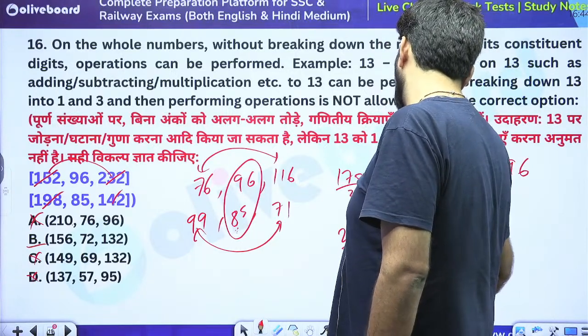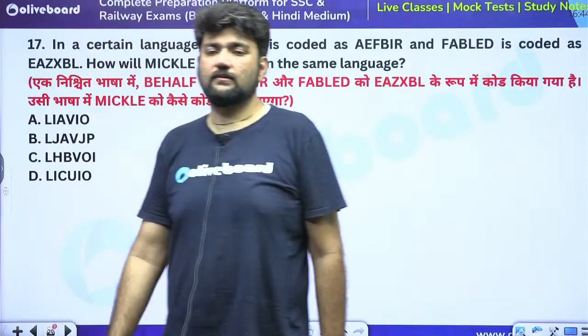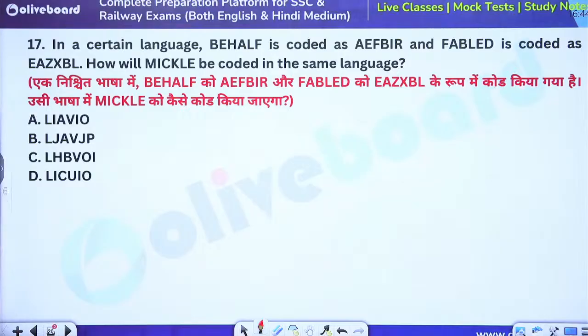So sometimes you might get stuck somewhere. What you can do is start breaking them down into factors. That is how it will help you to achieve it faster. Okay. Very good. Excellent. Good job. Next.